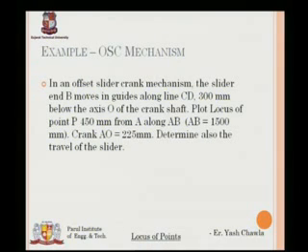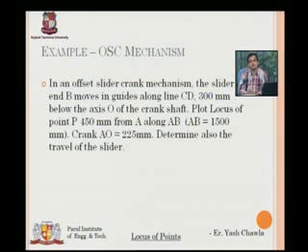Again, we are going to read the question very carefully and understand it before proceeding towards solving any problem. In an offset slider crank mechanism, the first line says it is offset, so the picture has to be very clear that the position of my crank and the position of my slider will be away from each other. So it is clear that I need two lines. On one line my slider will be oscillating, and on the other line will be the particular point around which the crank will be rotating.